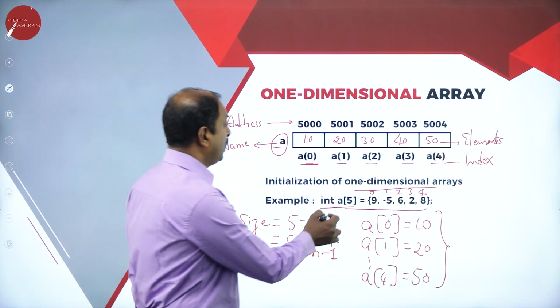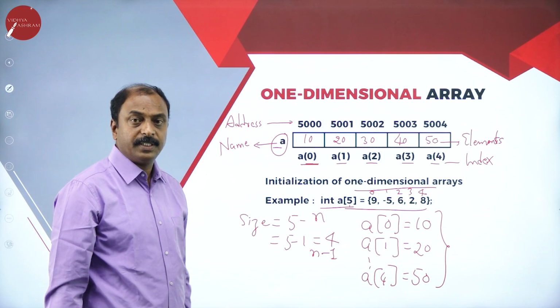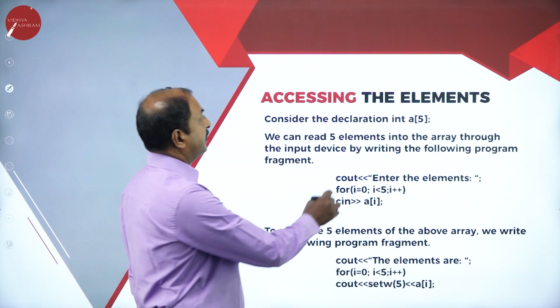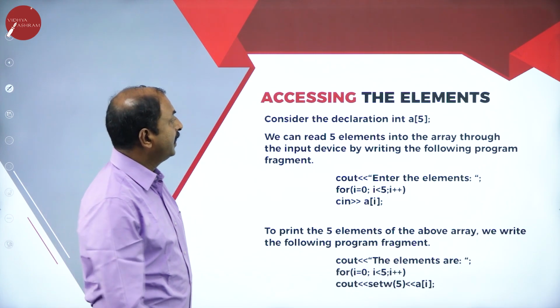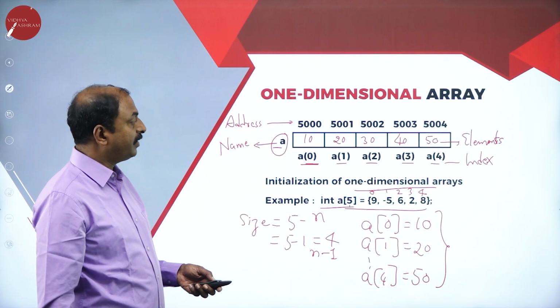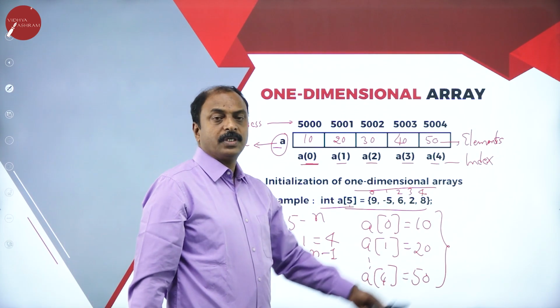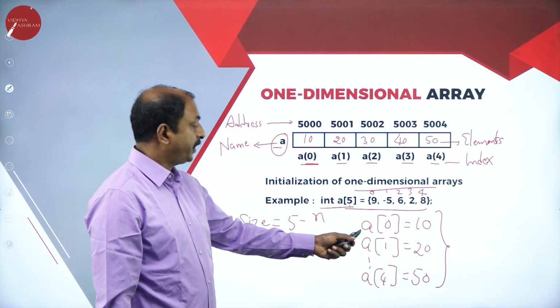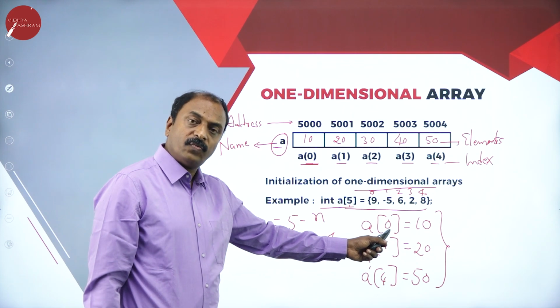So this is initialization of an array, or assigning values to an array. In this example, 5 is the size. There are 5 elements in this example. In the next slide, accessing the elements of an array. As we have seen in the previous slide, consider an example like int a of 5. There are 5 values. How do we access them? By using one subscript: name of the array plus index of the array.